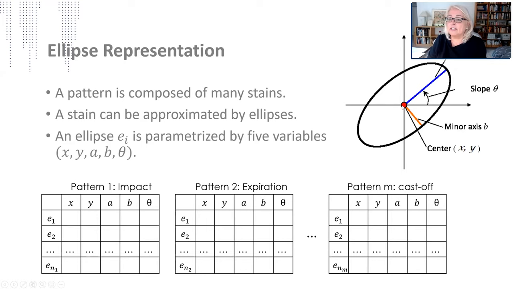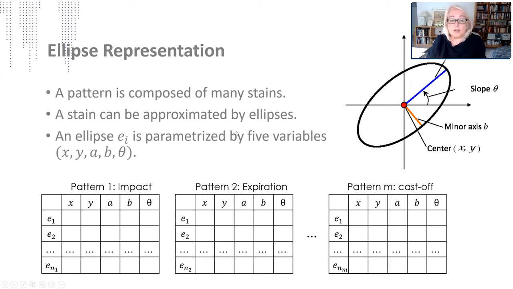You can look at the relationship. You can look at many things, right? You can look at the major axis and the minor axis and so on and so forth. And so let's suppose you have these five measurements that you take from each ellipse that comprises a pattern. You could have different types of patterns, for example, patterns created by impact, by expiration, by cast off, by whatever. And for each droplet in each of these patterns, you can actually construct these measurements.